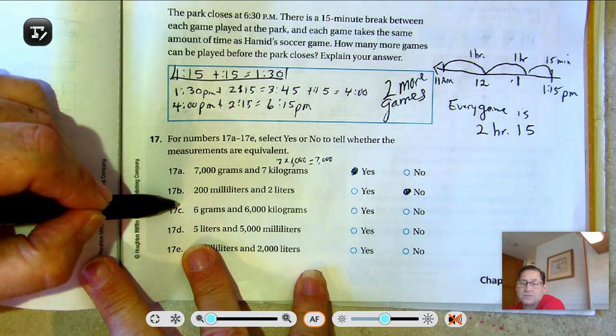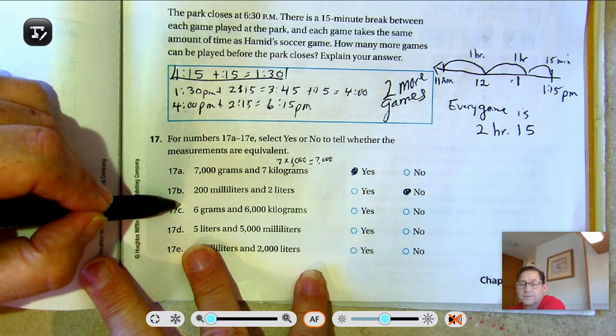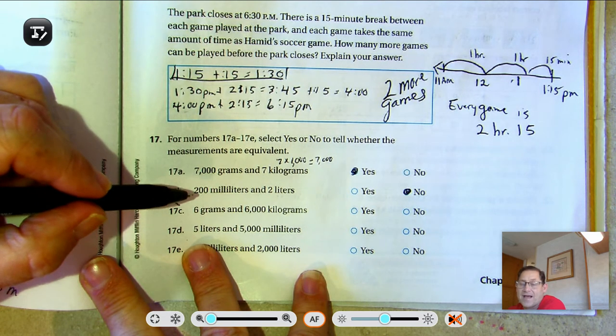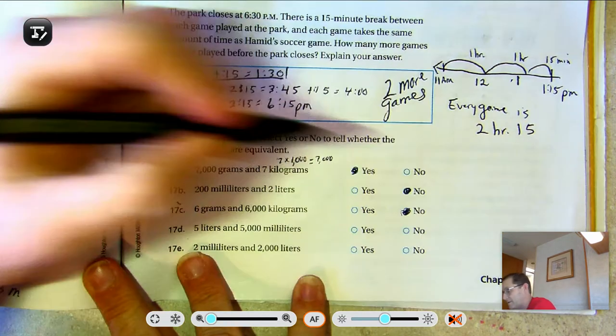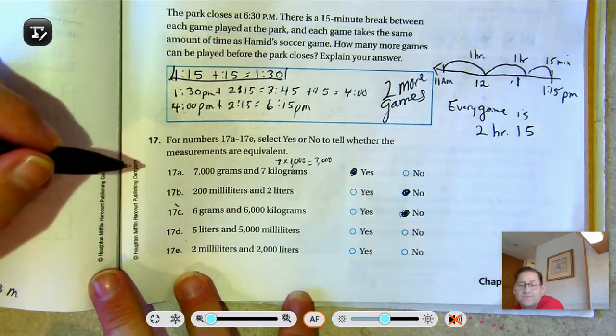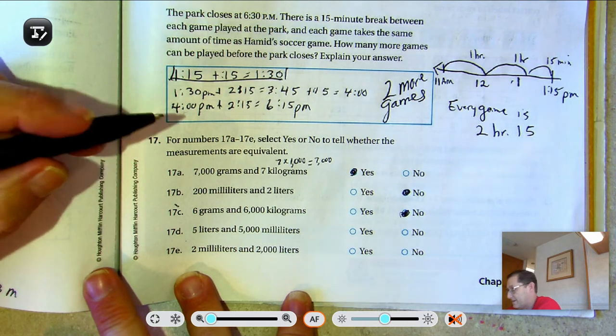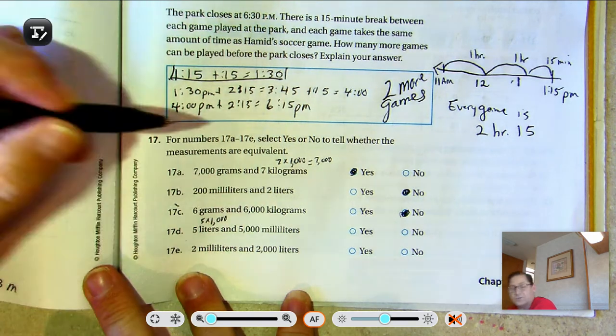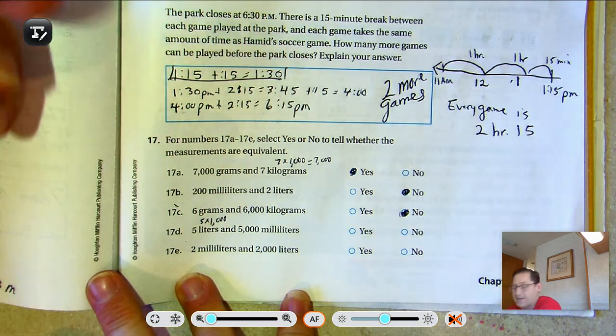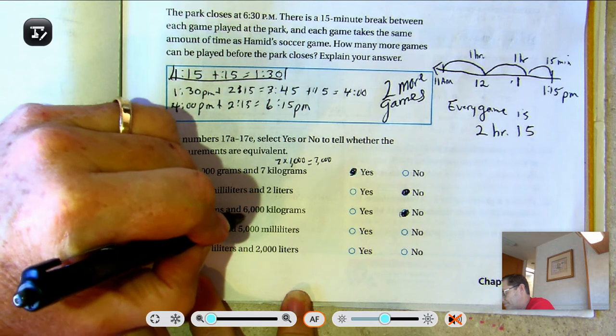6 grams, 1,000 kilograms. No way. Every kilogram has 1,000 grams. So that's no. 5 liters, 5,000 milliliters. Every liter has 1,000 milliliters. So 5 times 1,000 is 5,000. Yes.